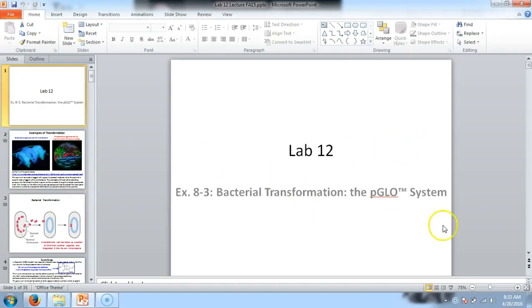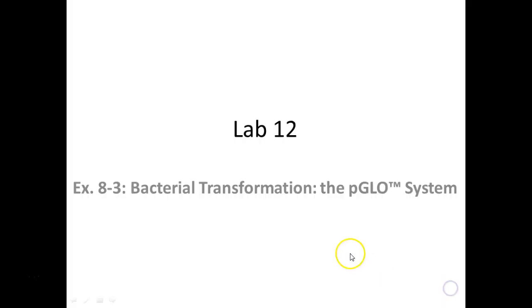Alright, so today's Lab 12, just one experiment, bacterial transformation. So we're going to transform bacteria using the pGlo system, which is made by the manufacturer Bio-Rad. So this is their design.